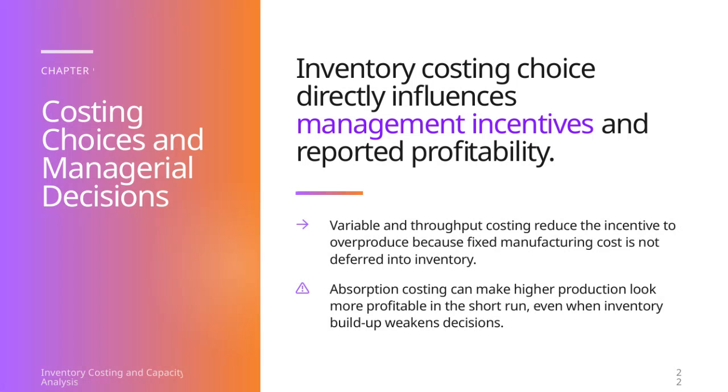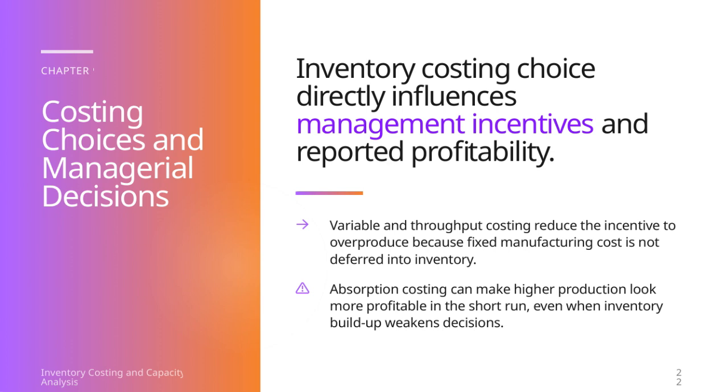In this chapter, we focus on how inventory costing choices affect managerial decisions and incentives. One key point is that inventory costing methods can directly influence reported profitability, which in turn shapes how managers behave. For example, variable and throughput costing methods don't allocate fixed manufacturing costs to inventory. This means there's less motivation to overproduce, because producing more won't artificially boost profits by deferring those fixed costs into inventory. On the other hand, absorption costing includes fixed manufacturing overhead and inventory costs.